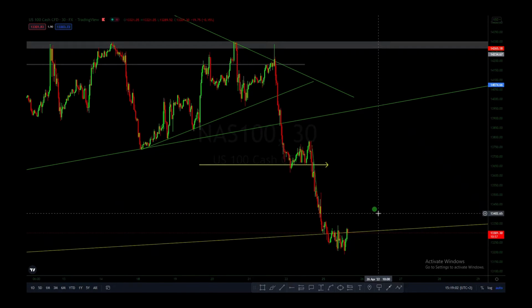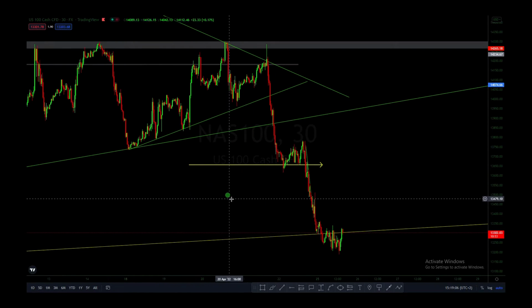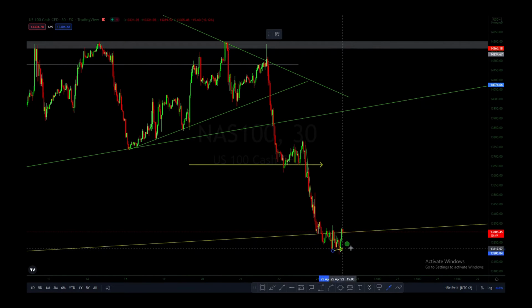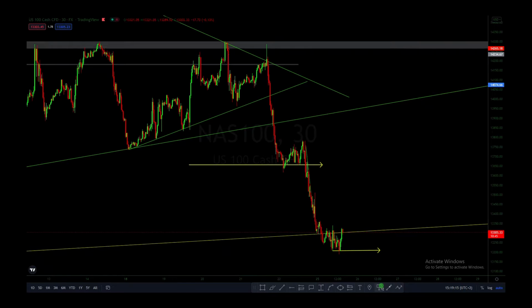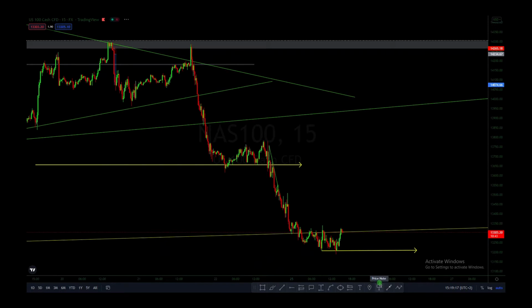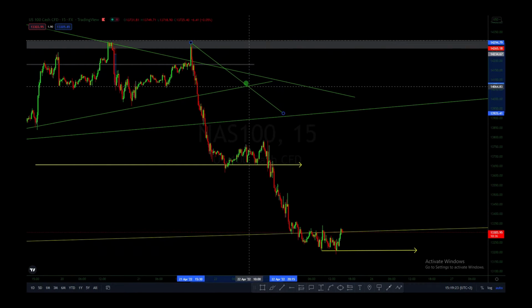So I'm gonna go into my M30. All right, we are ranging for now. So what's the solution? Let's go into another lower time frame to find a solution to all this.